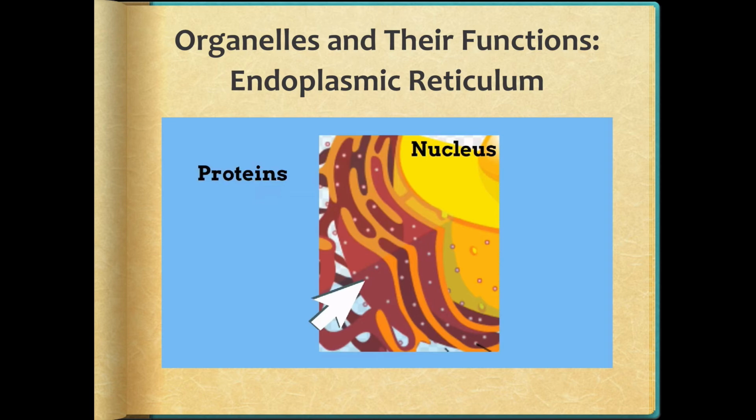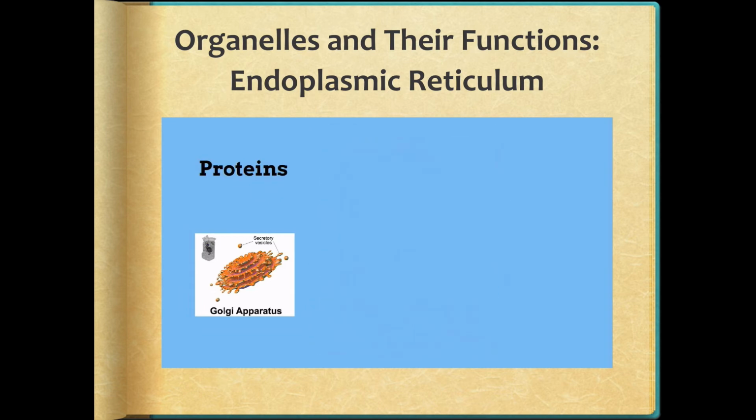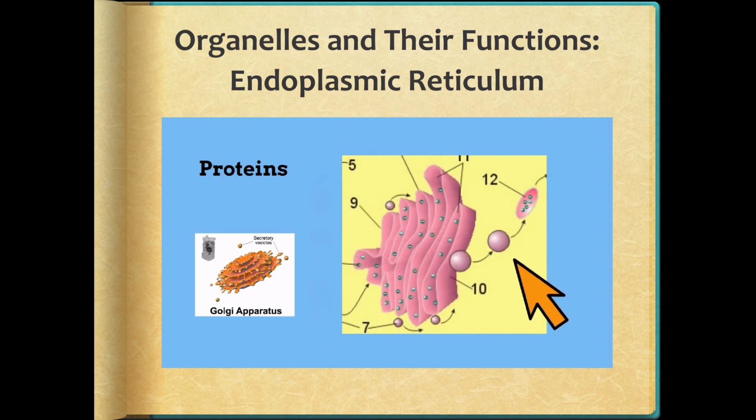Some of these proteins will be transported by the ER to the Golgi apparatus. Others will move across the ER to other parts of the cell or will be packaged in small sacks which will pinch off from the ER and travel throughout the cell.